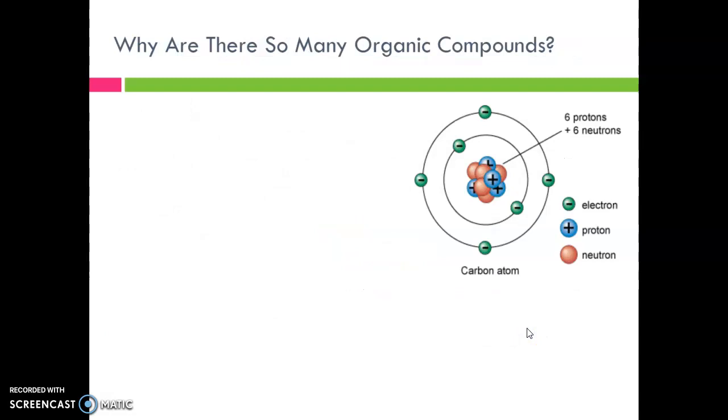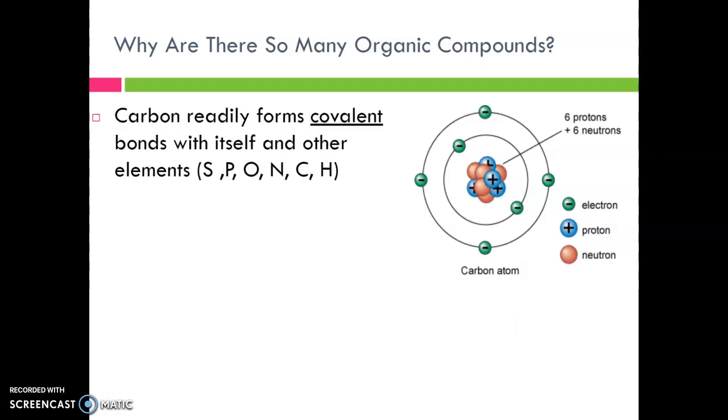So why do we have so many organic compounds? Why are there 50 million and growing organic compounds? Well, that's basically because carbon is a super versatile element. It can bond with a lot of different elements in a lot of different ways.